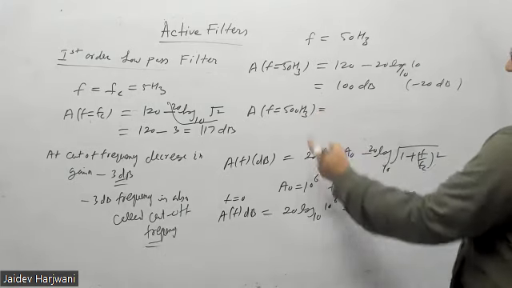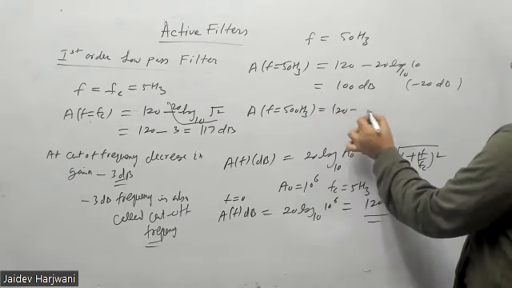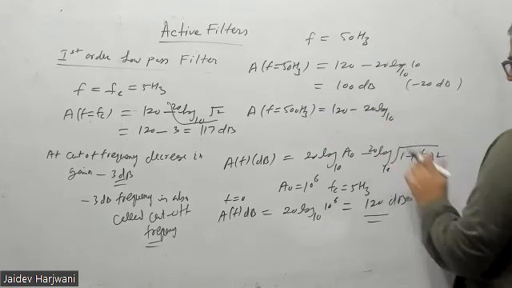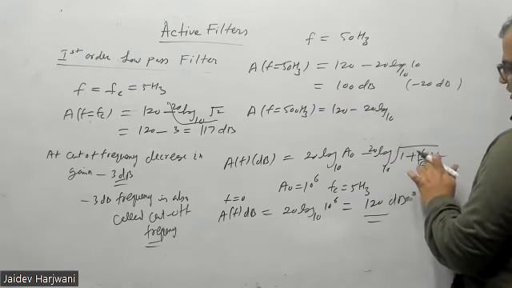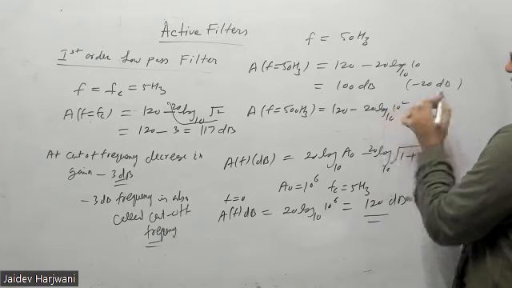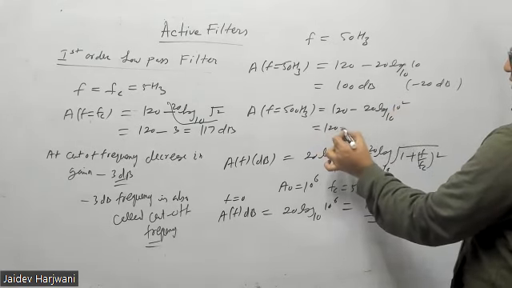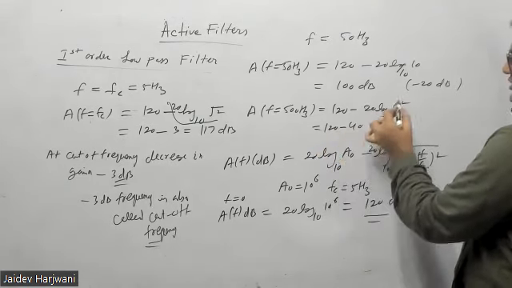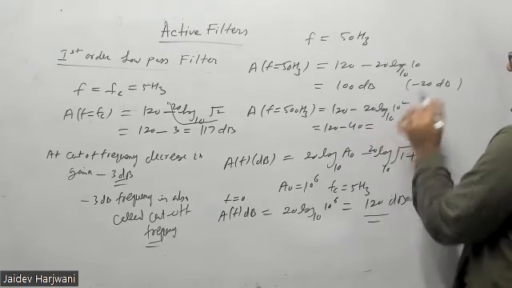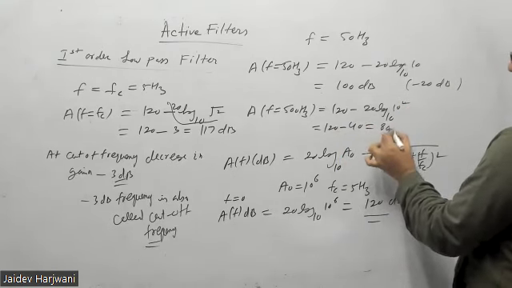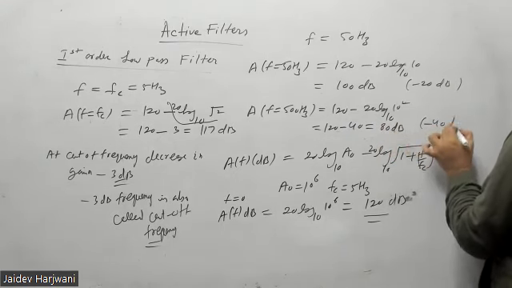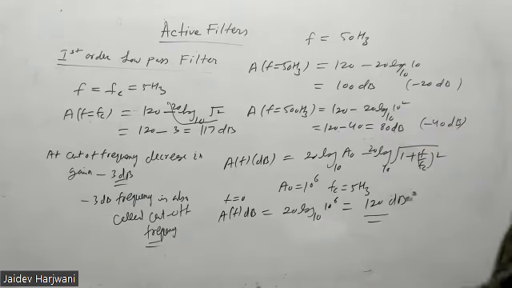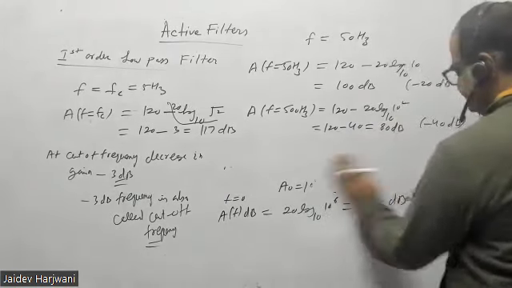Now again, if you take 500, this factor remains 20 and this is 20 log 10. If you take 500, this ratio is 100, and 100 to the power 2 is 10 to the power 4. You take the under root again, you will get 10 to the power 2 here. So this is 120 minus 40, because log 100 is 2, times 20. So again you decrease, and you become 80 dB. That is, again a total loss of 40 dB. Now you keep on increasing like this.